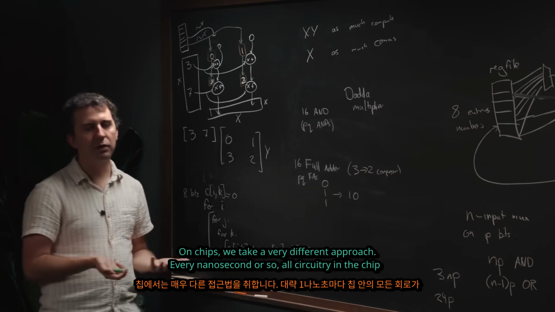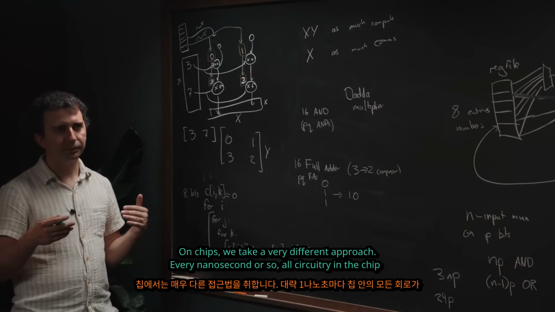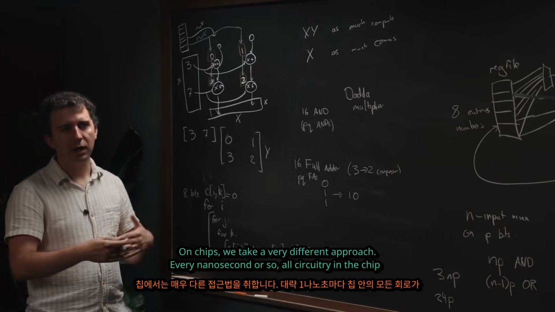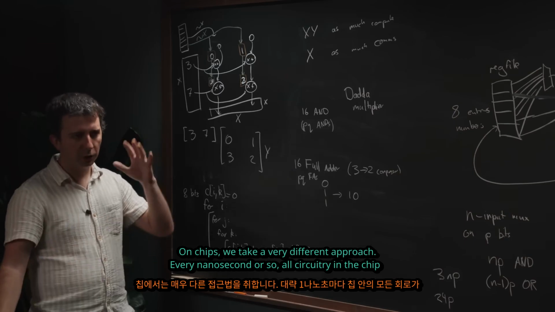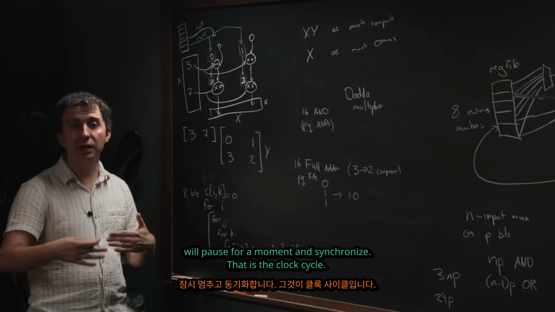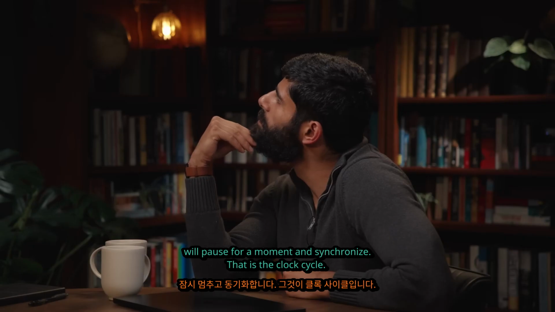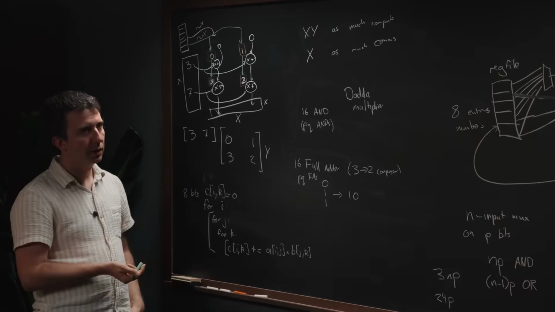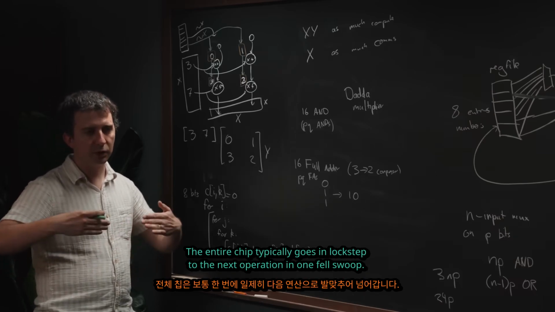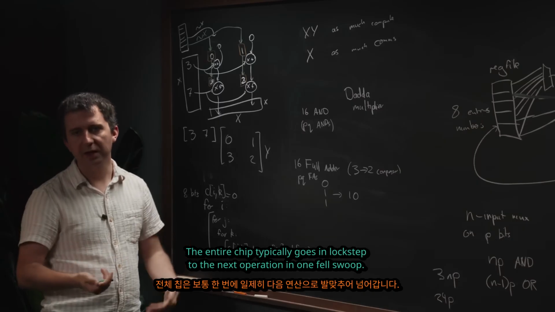On chips, we take a very different approach and say that every nanosecond or so, all circuitry in the chip will pause for a moment and then synchronize. So it actually synchronizes every single nanosecond or so, and that is the clock cycle. The entire chip, typically all in one fell swoop, goes in lockstep to the next operation.